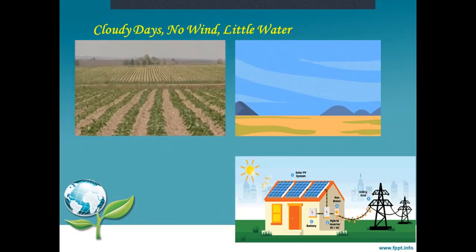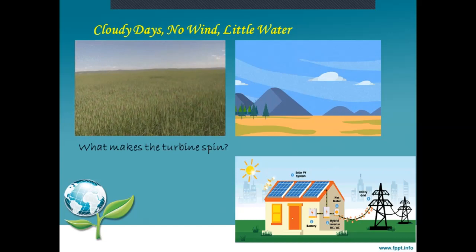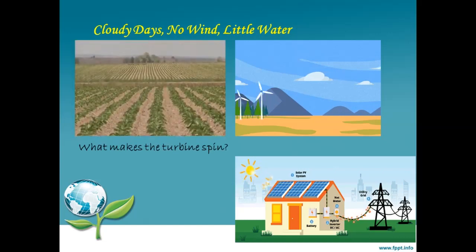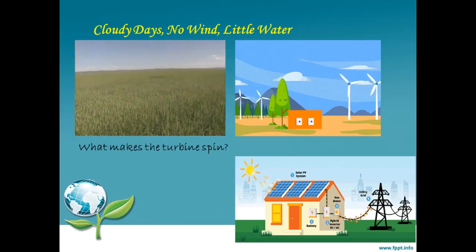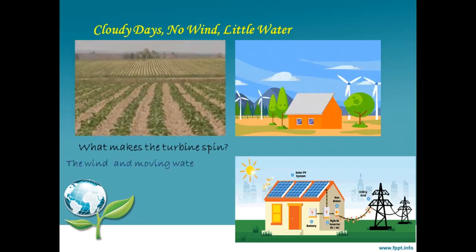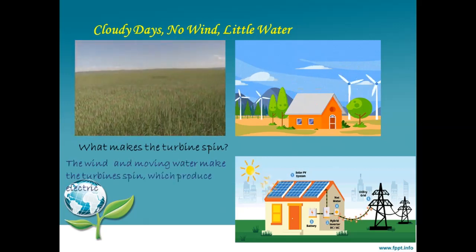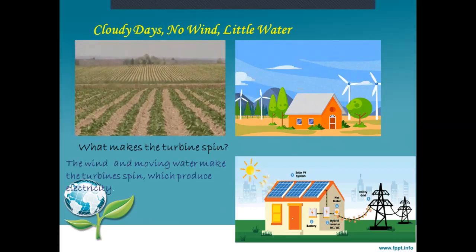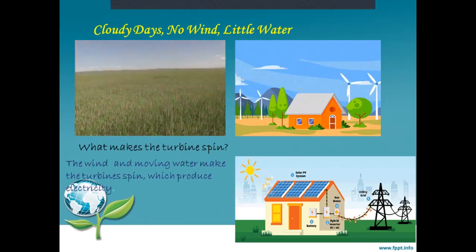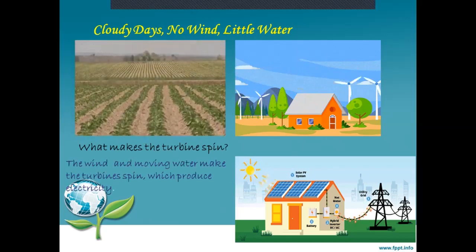But before I proceed, grade 4, I have a question for you. What do you think, guys, makes the turbine spin? I guess your answer is correct. The wind actually and the moving water make the turbine spin, which produces electricity. So the electricity from this device goes to an electricity generating plant and then to homes and businesses.